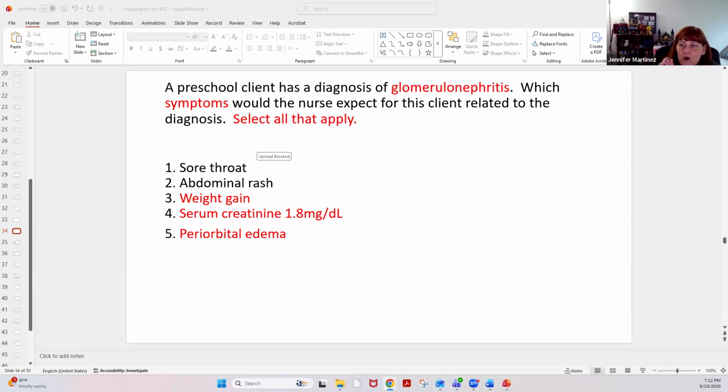Additionally, we also will have some protein that will leak into the urine. If you remember, albumin is the biggest protein that we have. If protein is leaking out into the urine, then we don't have the protein in our blood to maintain oncotic pressure, which is going to then allow more fluid to leak out into the surrounding tissue. So that is how they have the periorbital edema and the weight gain, because we know weight gain is from the fluid retention.